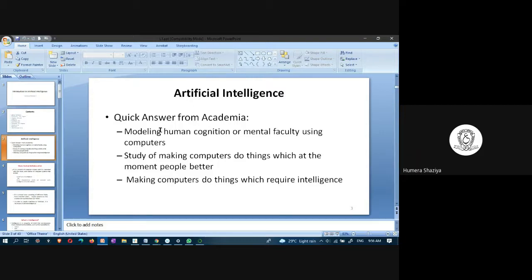Artificial intelligence, an answer from academia. Academia means all we teachers and students. They say that it is modeling human cognition or mental faculty using computers. Human cognition means understanding and comprehension. It is the study of making computers do things which at the moment people are better at, and making computers do things which require intelligence. These are different definitions.